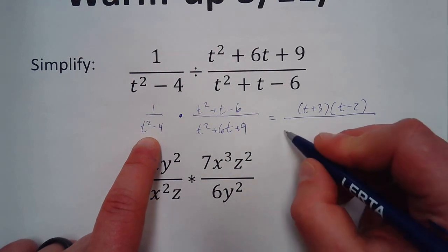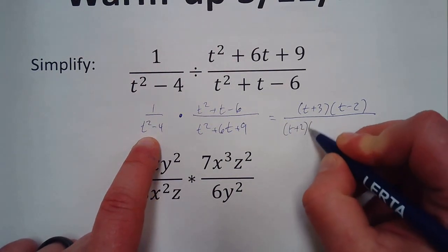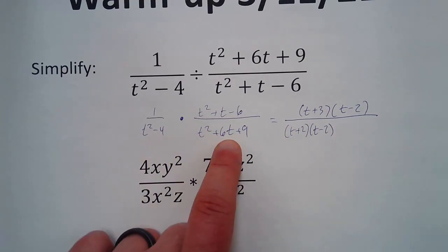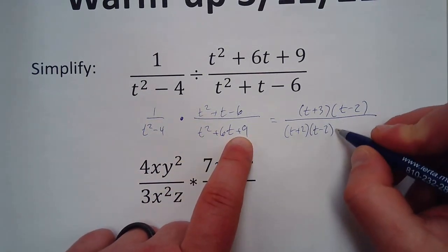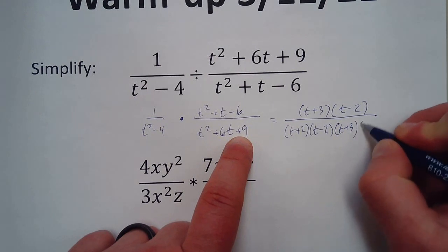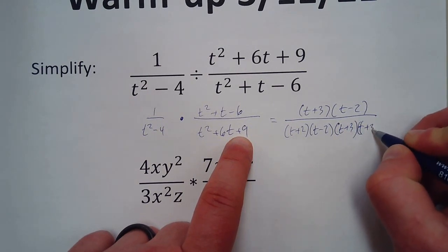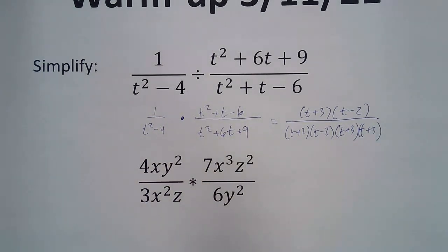This one, difference of squares. So t plus 2, t minus 2. And this one, another a equals 1 factoring. So factors of 9 that add to 6 are 3 and 3. So t plus 3, t plus 3. Sweet. So we are fully factored.